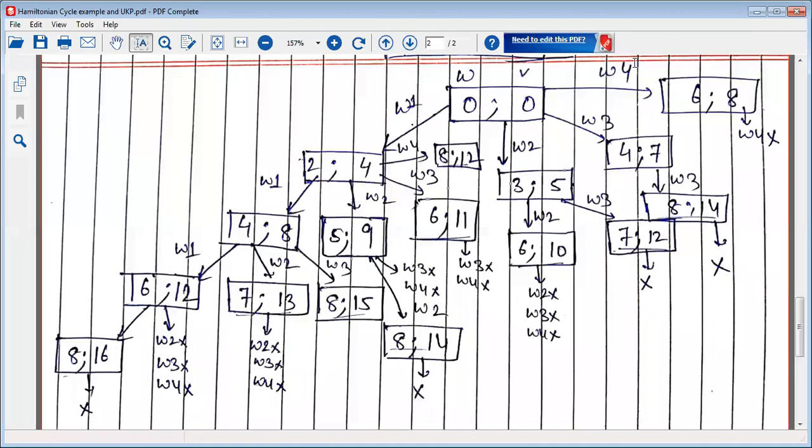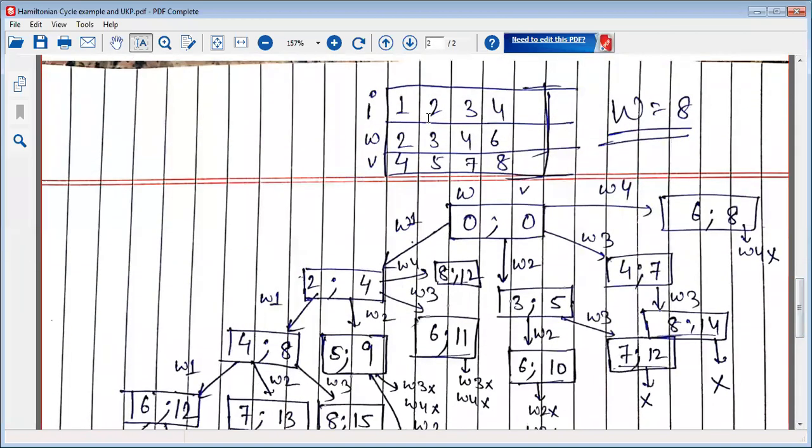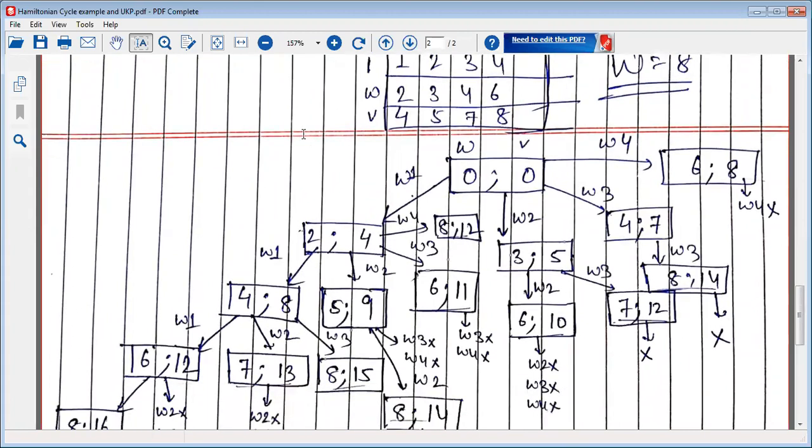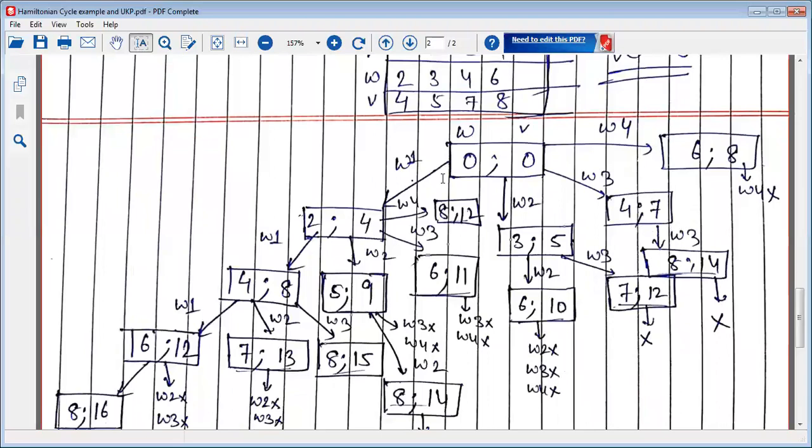So this is what we already have. We have 4 kinds of articles, with multiple supply of all of them. Their corresponding weight and profit are given, and the total capacity of the knapsack is 8. What we are going to do is, each node that we have created in the form of a tree is going to have 2 values. On the left hand side we have written the weight, and on the right hand side the corresponding profit or value.